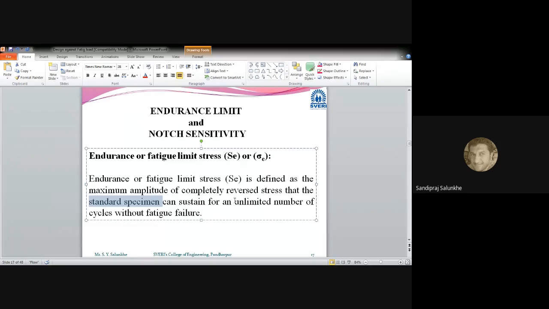आणि त्या ठिकाणी आपल्याला त्याचा इंडुरन्स लिमिट किंवा यील्ड स्ट्रेंथ ही दोन, जे आपण स्ट्रेस-स्ट्रेन डायग्राम वरून काढतो, त्याचा काहीही उपयोग होत नाही. तर अशा कम्प्लिटली रिव्हर्स्ड स्ट्रेस मध्ये त्या स्टँडर्ड कंपोनंटनं अनलिमिटेड नंबर ऑफ सायकल्स कंप्लीट केली पाहिजे. अनलिमिटेड नंबर ऑफ सायकल्स म्हणजे तो सगळा स्ट्रेस त्यानं सस्टेनच केला पाहिजे, राईट.